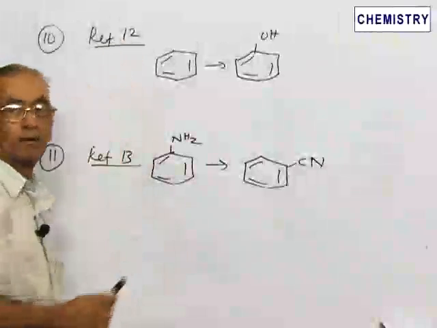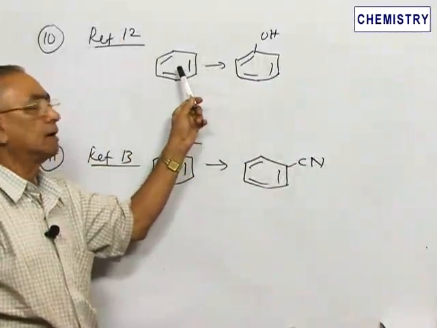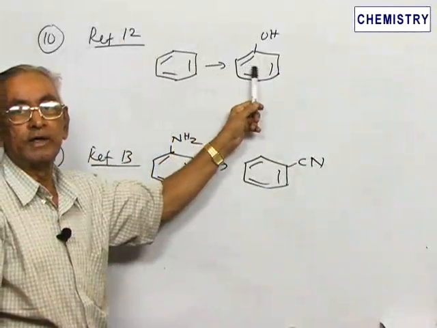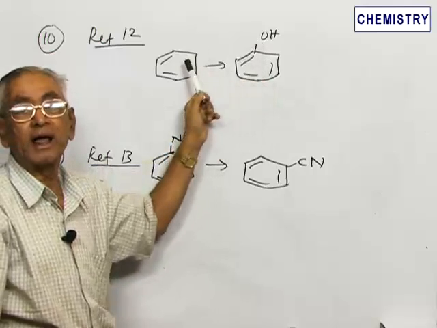Refer to question number 12. The question is very simple: how is benzene converted to phenol? Again, a phenolic group cannot be directly introduced.